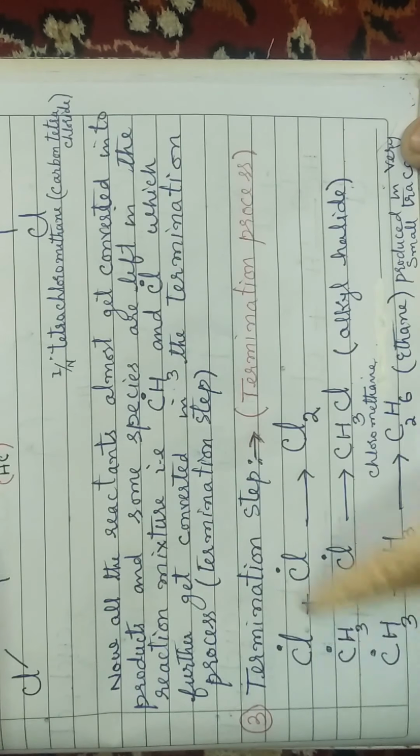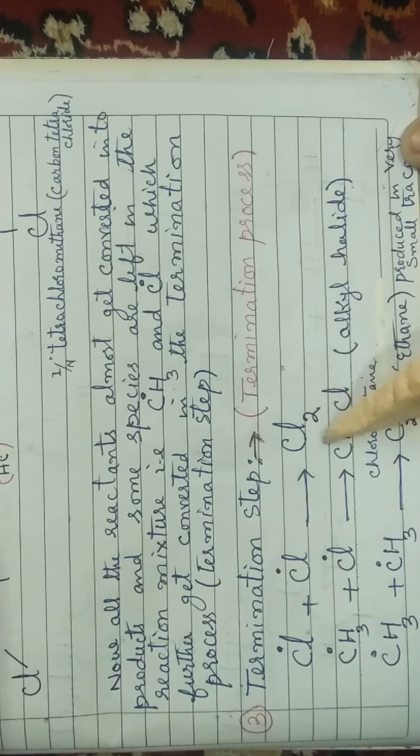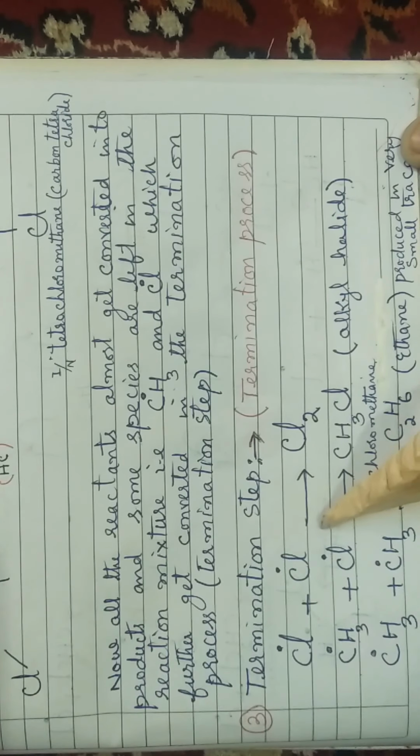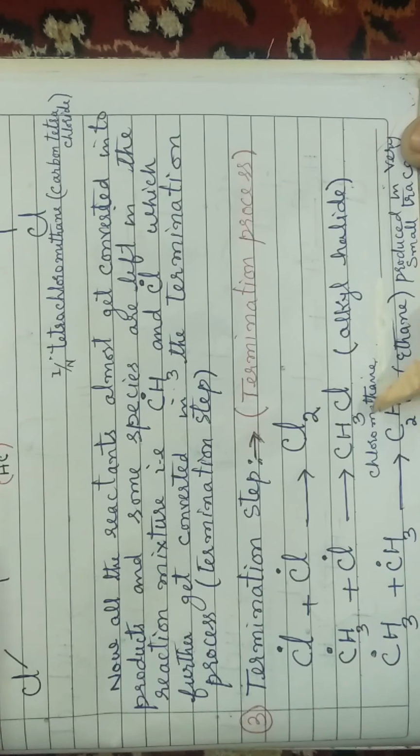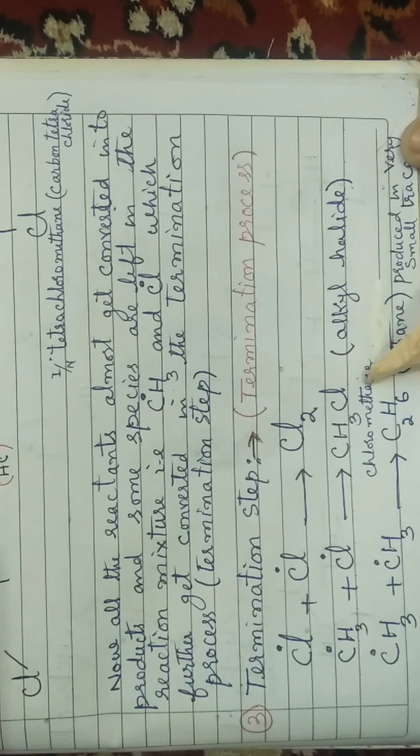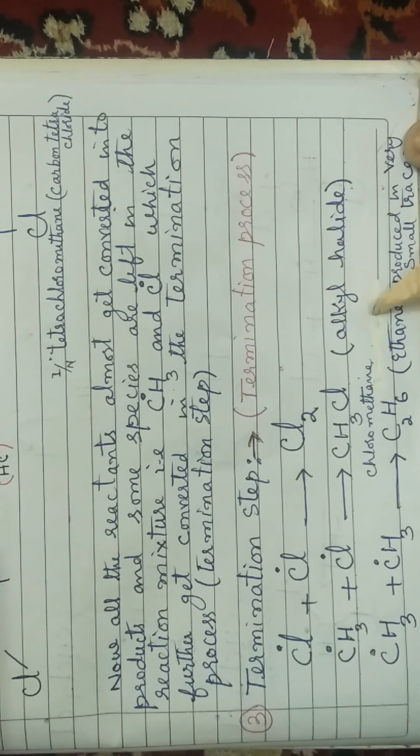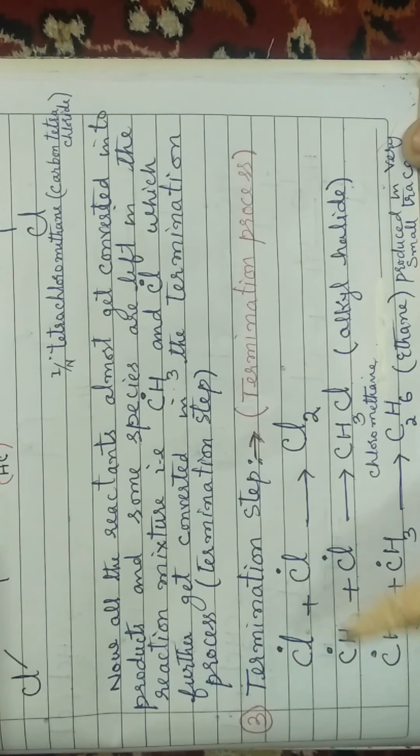If a Cl radical combines with another Cl radical, it forms Cl2. Or a CH3 free radical combines with a Cl radical, it gives CH3Cl, that's chloromethane, an alkyl halide we can say also. The third possibility is that CH3 combines with another CH3 free radical, it gives ethane.